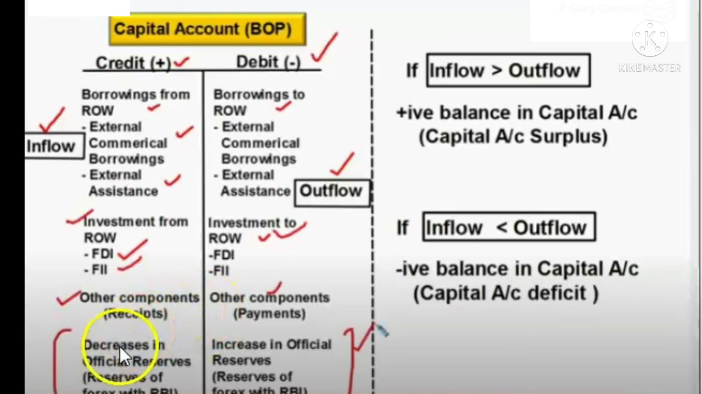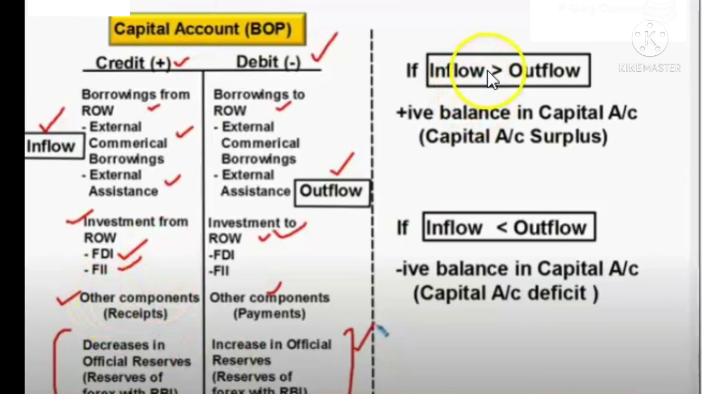So other components here: if the official reserve is decreasing, we enter it under the credit side, and if the official reserve is increasing, we enter it under the debit side. So we are taking their currency and reserving it here, so it's in the debit side, and they are taking our currency and we are adjusting that, so that is under the credit side.